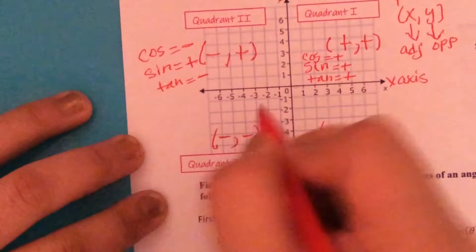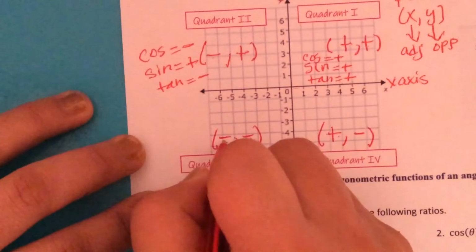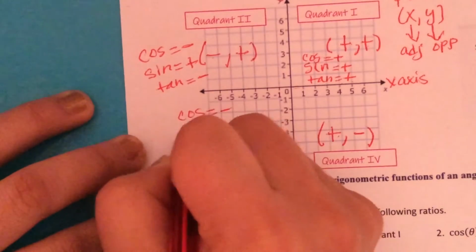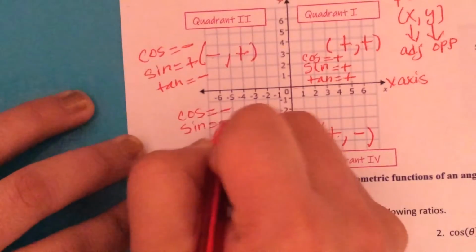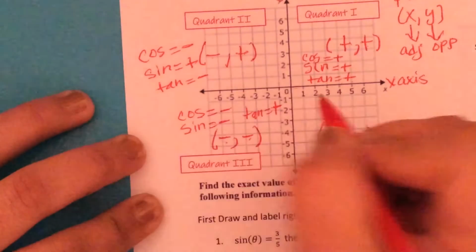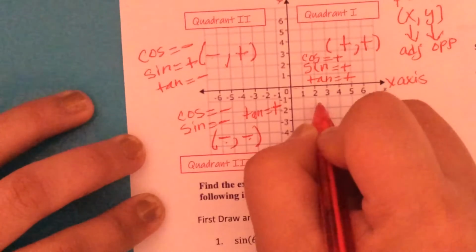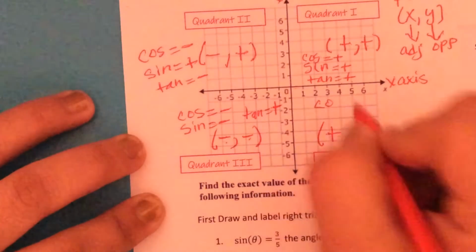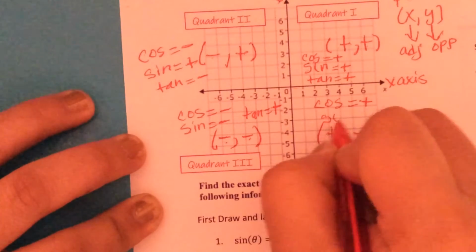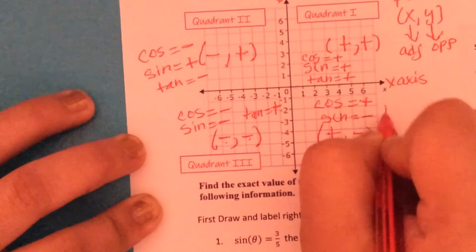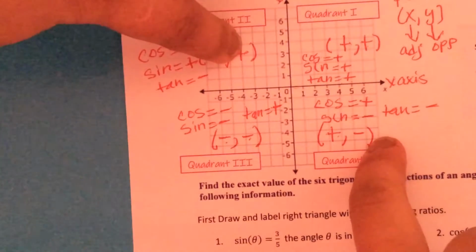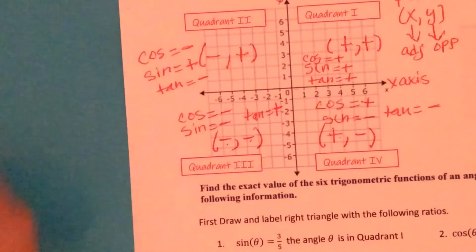For this one, both of them are negative, the cosine and the sine. So the cosine is negative, the sine is negative, but then the tangent is positive. And then over here, the cosine is positive because the x value is positive. So the cosine is positive, the sine is negative, and then the tangent is going to be negative. So the tangent is negative in these two, and it's positive in these two.